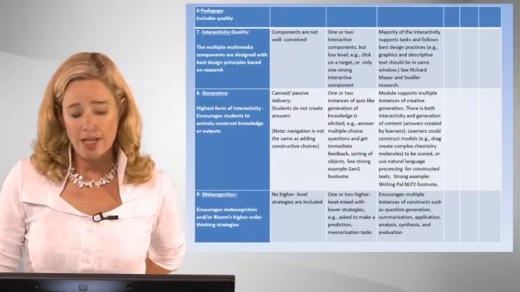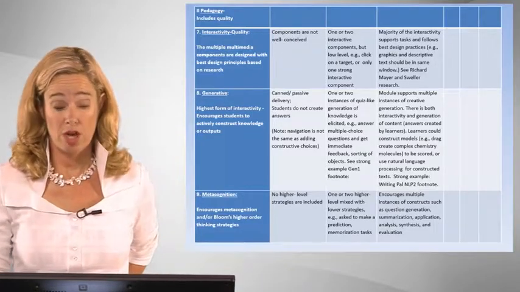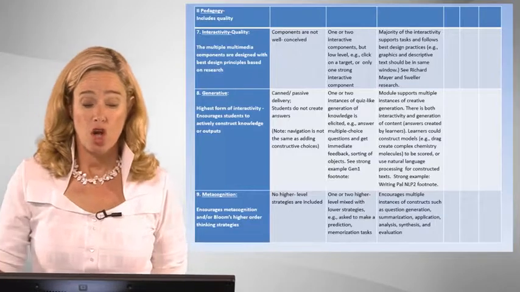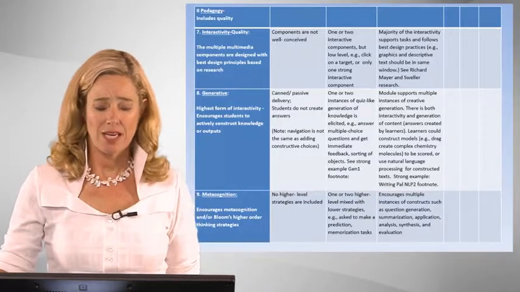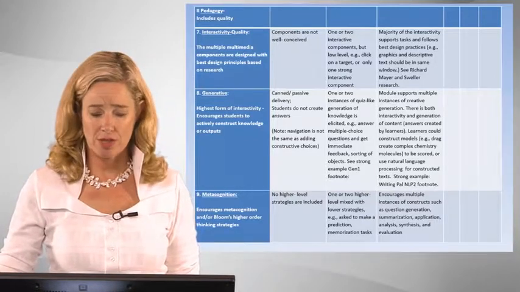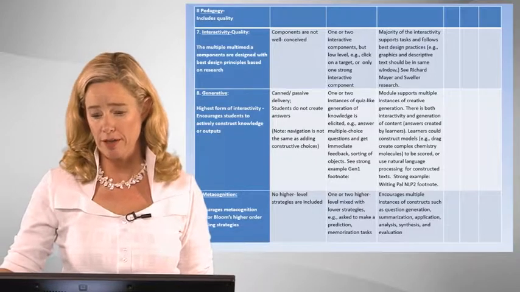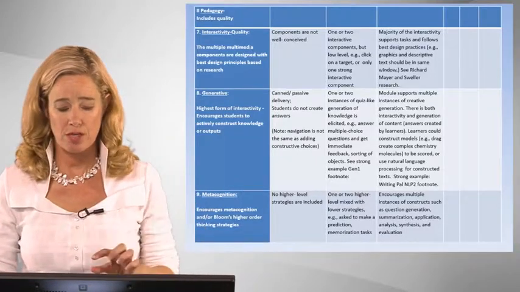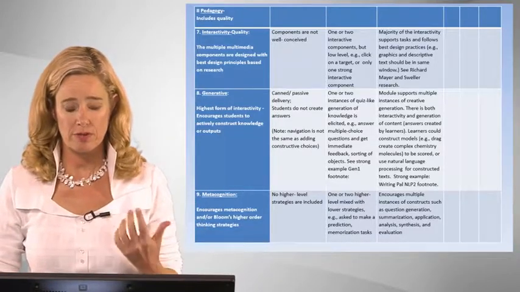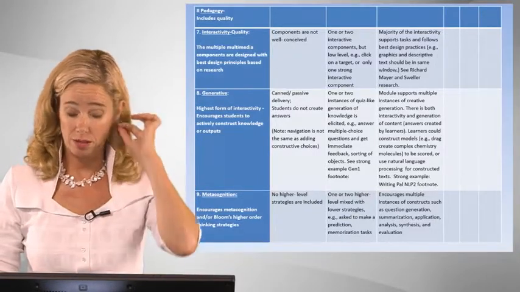Generative, the highest form of interactivity. This encourages students to actively construct their knowledge and output. So if you have 1 or 2 instances of, say, a quiz, or you have some multiple choice answers in there and get immediate feedback, or you're sorting objects, that would be a 1. And I have some footnotes here to show you an example of a fairly nice lesson that got a 1 on the back with a link.